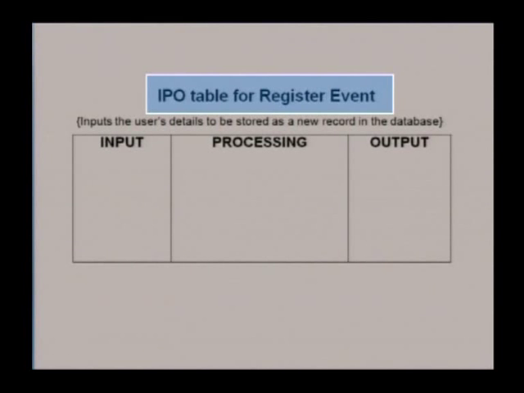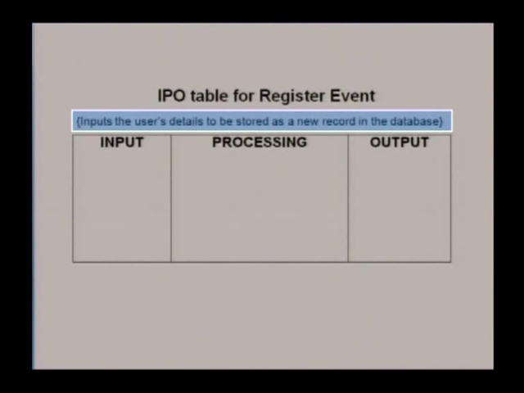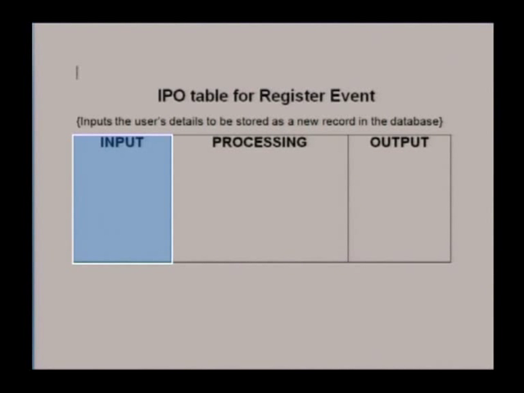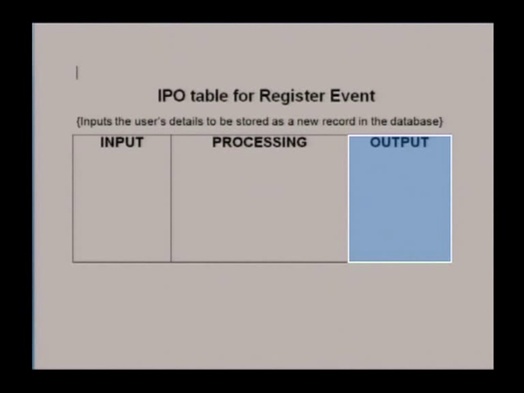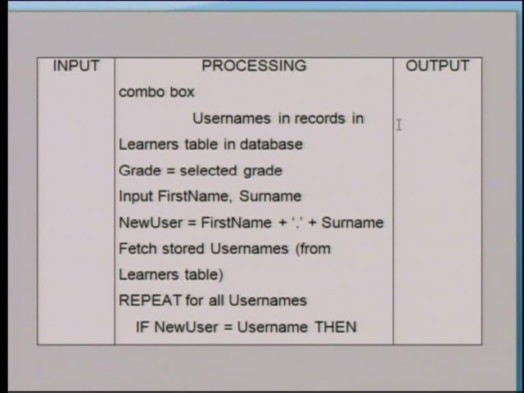Spot on. Our IPO table will look something like this. It should have a heading, a comment that summarizes what it's about, and 3 columns named input, processing, and output. And because this is a copy of your algorithm document, the algorithm will be just under this table. Cut and paste it into the processing column, like this. Even if you don't have an algorithm, you still need to complete this column first.